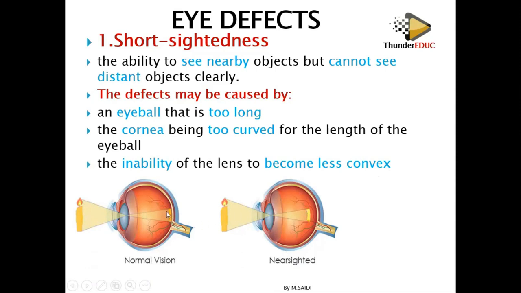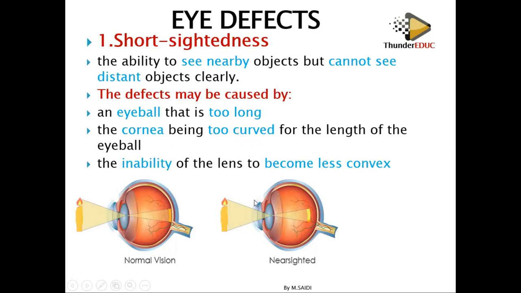So in normal vision, the image is supposed to form here at the retina. But because, number one, the eyeball is too long, the image does not form on the retina. It can't move the full distance of the eye. So it forms in between. The focal length of this lens is not at the retina, it is in between here, and then the image falls in between.